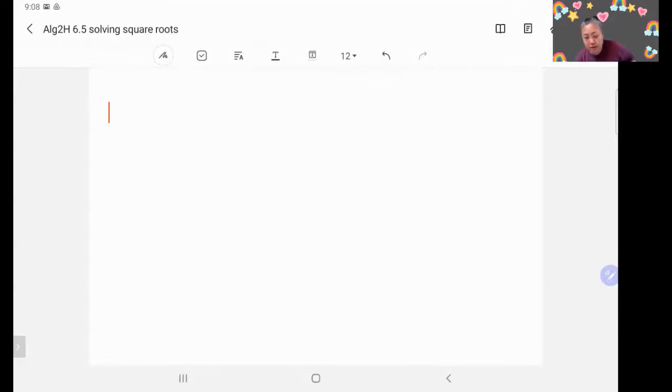This section is 6.5. We are solving square roots. From the previous two sections' instructions, we got familiar with how to simplify radical expressions and whatnot. And I only have 4 examples to cover today, okay?